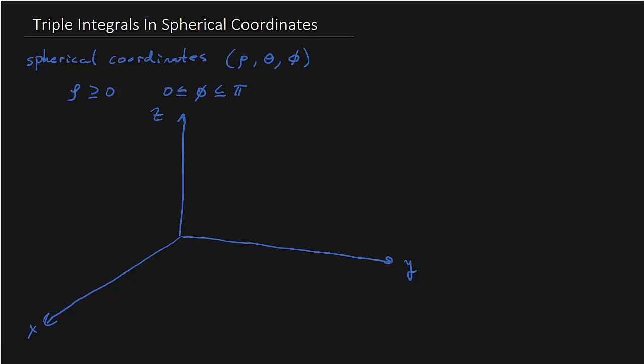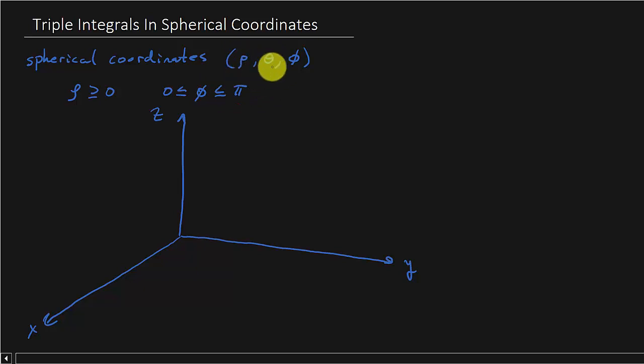In this video we're going to look at triple integrals in spherical coordinates. So let's go ahead and get started. Spherical coordinates are in the form of rho, theta, phi. Rho is positive, greater than or equal to 0, and phi is between 0 and pi.